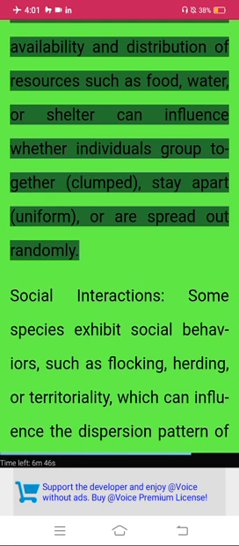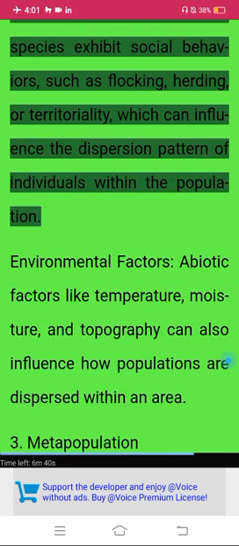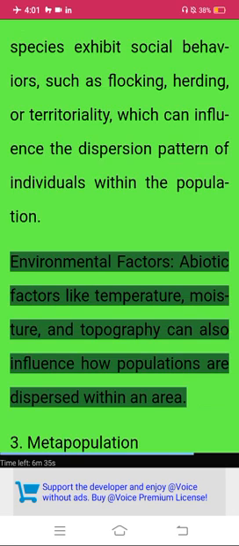Factors influencing dispersion. Resource distribution. The availability and distribution of resources such as food, water, or shelter can influence whether individuals group together (clumped), stay apart (uniform), or are spread out randomly. Social interactions. Some species exhibit social behaviors, such as flocking, herding, or territoriality, which can influence the dispersion pattern of individuals within the population. Environmental factors. Abiotic factors like temperature, moisture, and topography can also influence how populations are dispersed within an area.